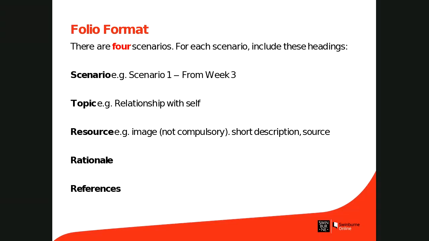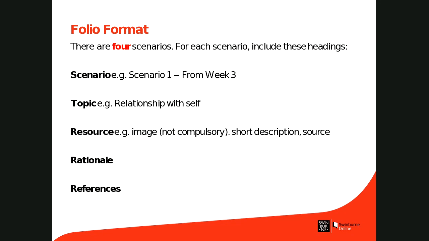Okay, so the first thing that I thought would be good to start with is the actual format of your folio, or how it looks, because I know some people are a little bit confused about that. So basically there are 4 scenarios, and you present each of those 4 scenarios separately. So these are the headings that you would include. You would first of all put your scenario, for example, scenario 1 from week 3, the topic, for example, relationship with self. Then you would state what your resource is.